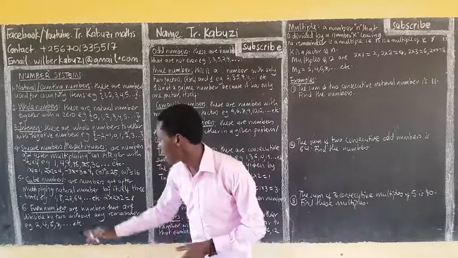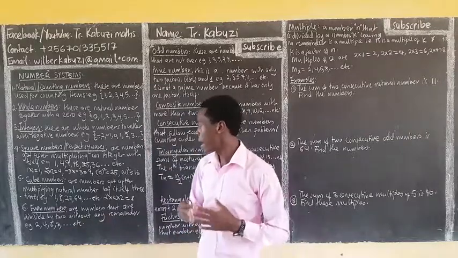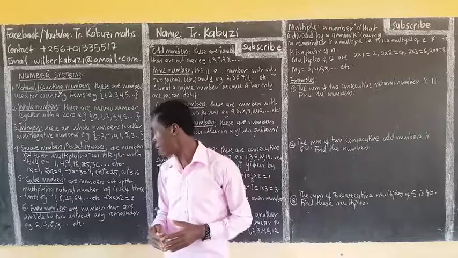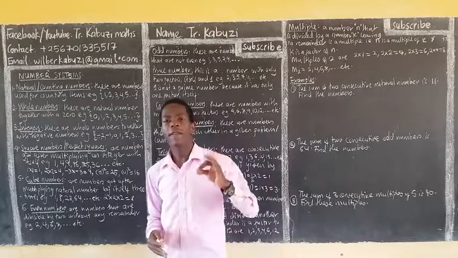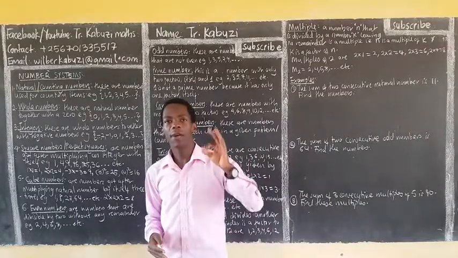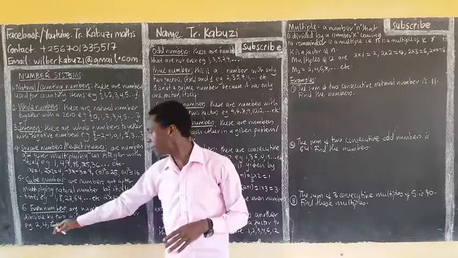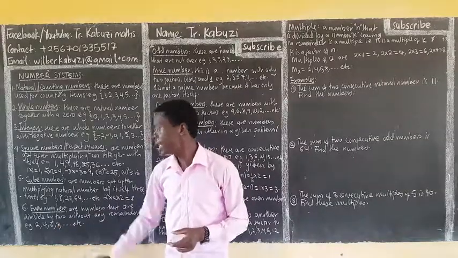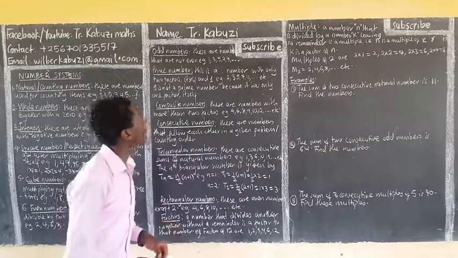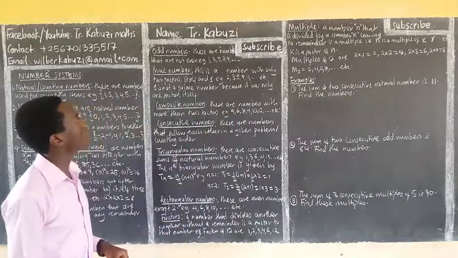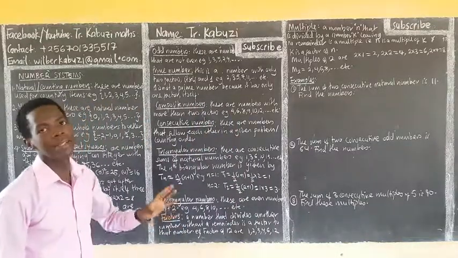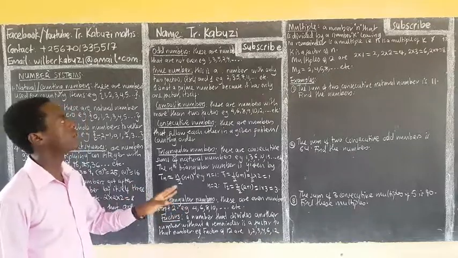Then even numbers are numbers that are divisible by 2 without any remainder. So any number divided by 2 that does not give any remainder, we call it an even number. Like you see 2, 4, 6, 8, etc. Then we have odd numbers. These are numbers that are not even. Any number that is not even is an odd number, full stop.